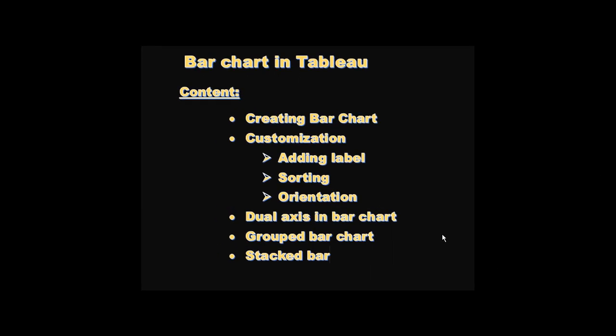In this video, let's see how we can create a bar chart in Tableau. We're going to cover the main contents like how we can create a bar chart, and how we can do the basic customization in a bar chart, like adding the label, sorting of the bar, and orientation of the bar. Then let's see how we can create a dual axis in a bar chart. Then let's also see about grouped bar chart and stacked bar chart. Okay, let's begin the video.